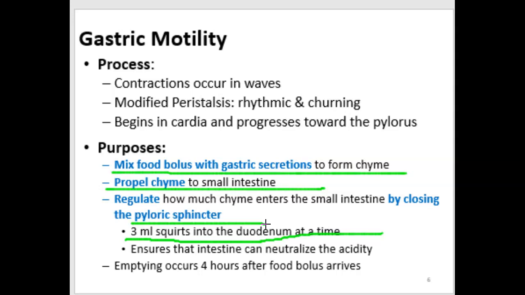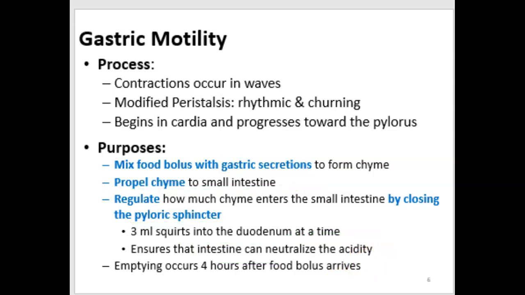And so that will ensure that the intestine only receives the amount of chyme that it can neutralize with its bicarbonate ion. And we'll learn more about that later. But the chyme coming into the intestine is acidic, and the intestinal secretions are basic or alkaline to neutralize that acidity. So after a food bolus has arrived in the cardiac region of the stomach, it takes about 4 hours for the stomach to completely empty.